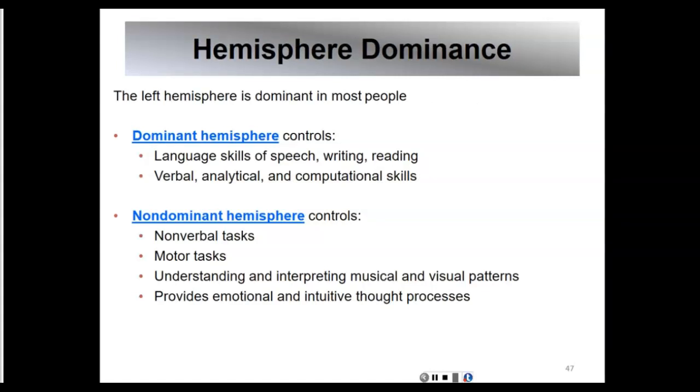Now, hemispheres have a dominance, and in most people, the left side is the dominant side. The dominant hemisphere will control language, skills of speech, writing, and reading. Verbal, analytical, and computational skills are all on your dominant hemisphere. The non-dominant hemisphere will control nonverbal tasks, motor tasks, understanding and interpreting musical and visual patterns, and providing emotional and intuitive thought processes.